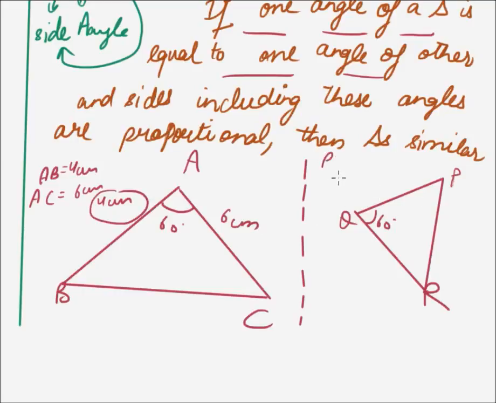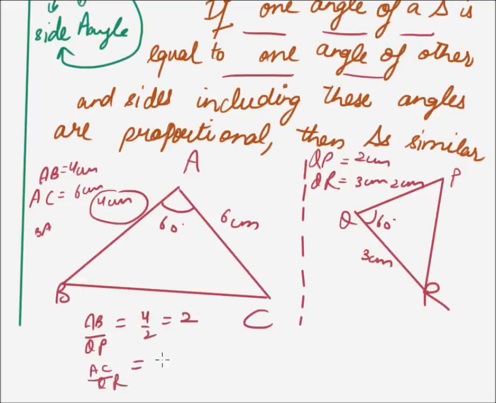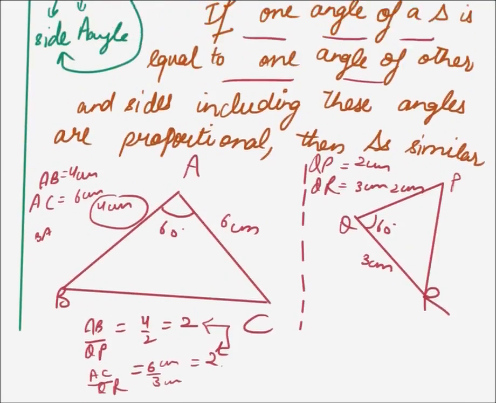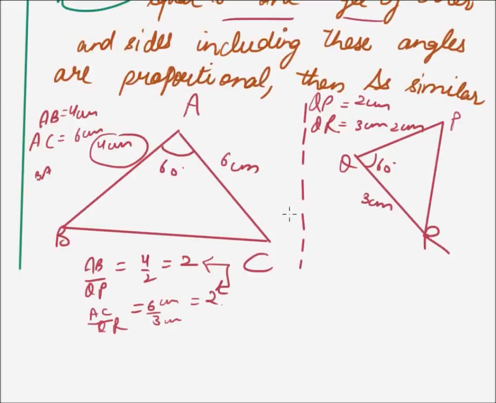Similarly, sides including here will be QP and QR. If we are taking the side originating from this angle, that is AB and not BA, because AB is originating from this angle, we will also take the similar criteria here, that is we will take QP and not PQ. So let QP be 2 centimeter and QR be 3 centimeter. So we can easily say that AB over QP is 4 over 2, which is 2, and similarly AC over QR is 6 over 3, that is 2. So the sides including this angle is also proportional. So by this criteria, by this theorem, we can say that the triangles are similar.